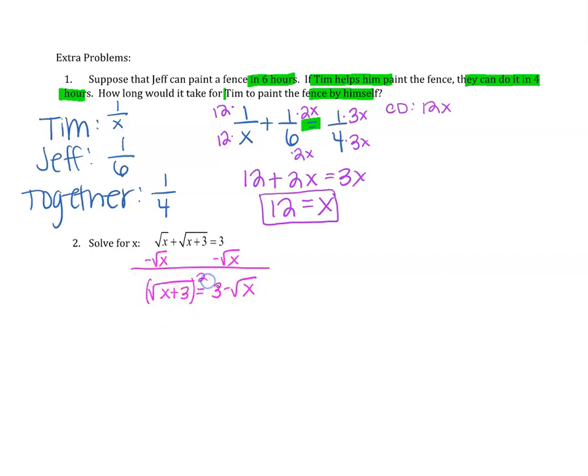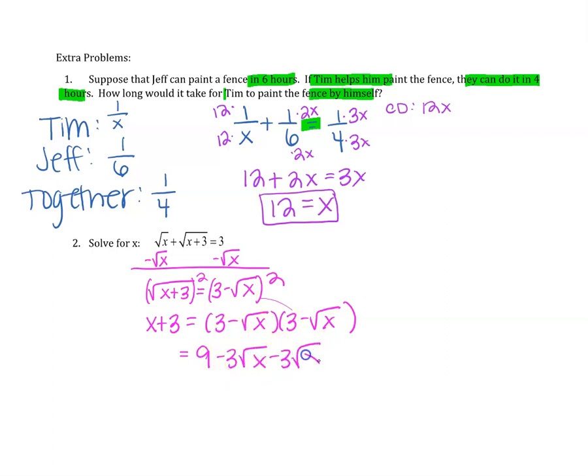I'm now going to square both sides. That will undo this radical and give you an x plus 3. And then on the right, you're going to have to FOIL. So when in doubt, write it out. So this would be 9 minus 3 radical x minus 3 radical x, and then plus radical x times radical x is radical x squared, or just x. Any square root times itself is just the radicand back. On the left, we still have the x plus 3. Clean this up a little bit.